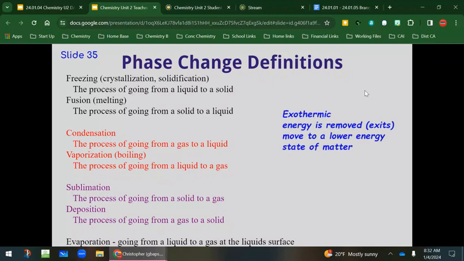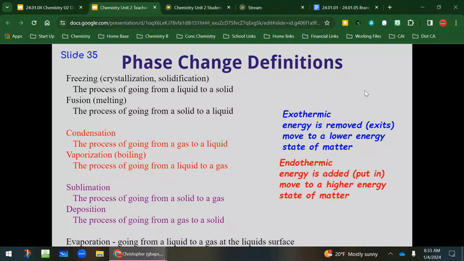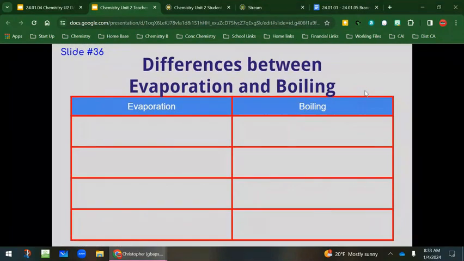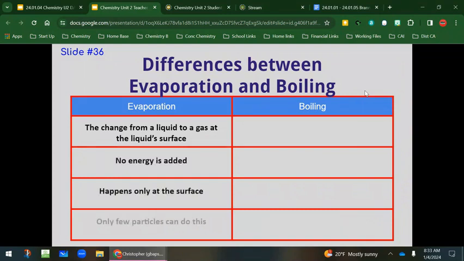Please remember, some of the processes are exothermic, meaning you have to remove energy. Some are endothermic, meaning you have to put energy in. Questions? Let's see what's on the next slide. This will be the last slide we get through today. Differences between evaporation and boiling. Evaporation changes from a liquid to a gas at the liquid surface. No energy is needed, it happens only at the surface, and only a few particles can do this. And I will give you time now to get caught up.